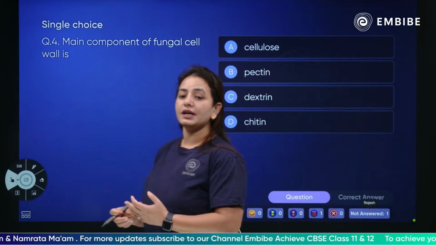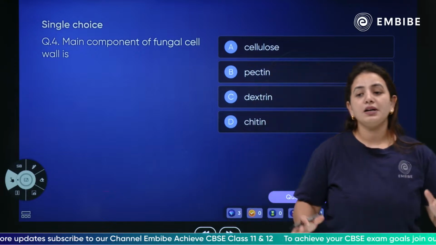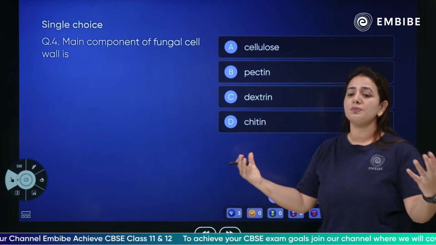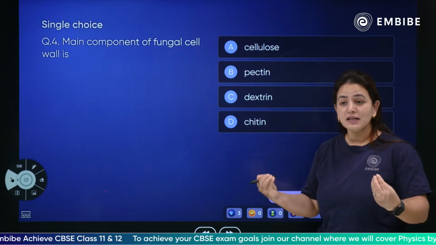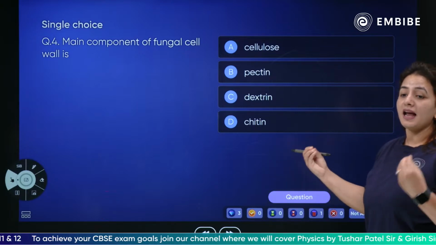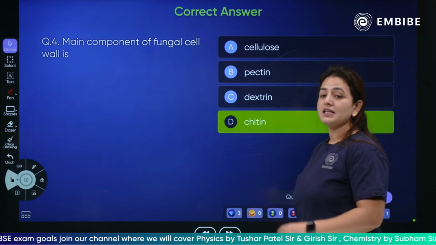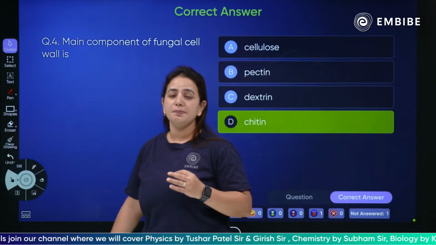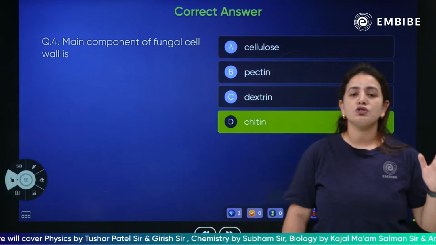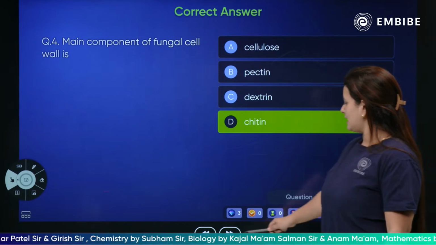The main component of the fungal cell wall, the unique characteristic of fungi which makes it different from plants. Fungi are not kept in protozoa, not in plants, not in animals, because they have chitin, which is a unique component present in the cell wall of fungi. The fungal cell wall is composed of chitin. Clear? This is absolutely easy.